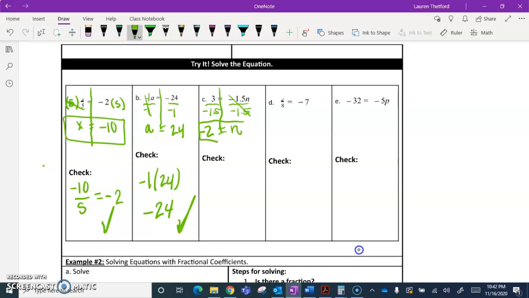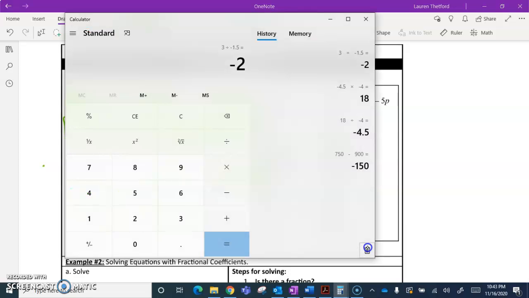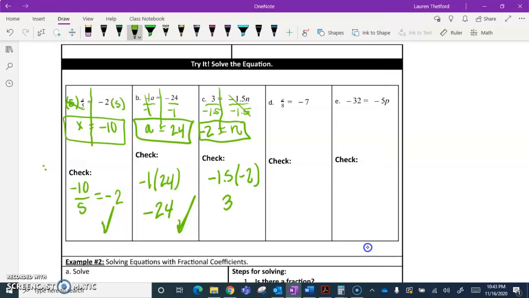So let's double check to make sure that we got that correct. Negative 1.5 times, oops, not times 3, sorry, times negative 2 should give me 3. So let's check. We have negative 1.5 times negative 2, and that does in fact give me 3. So we got that correct as well.